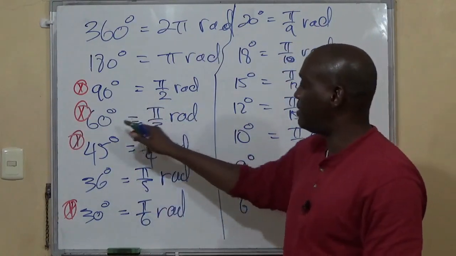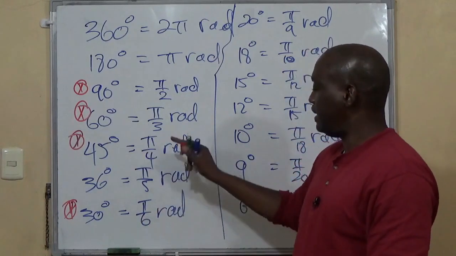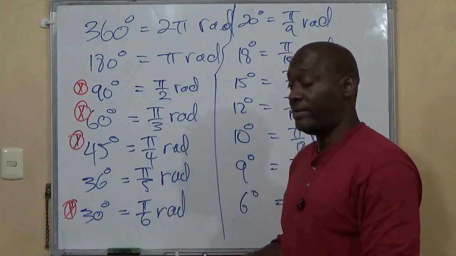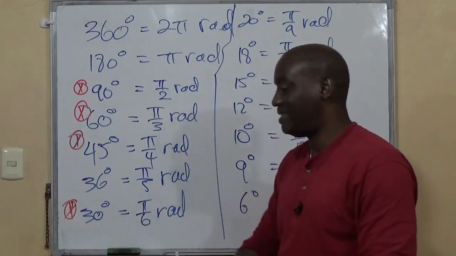You need to know that pi over 3 radians is 60 degrees. You need to know that pi over 4 radians is 45 degrees. You need to know that pi over 6 radians is 30 degrees.